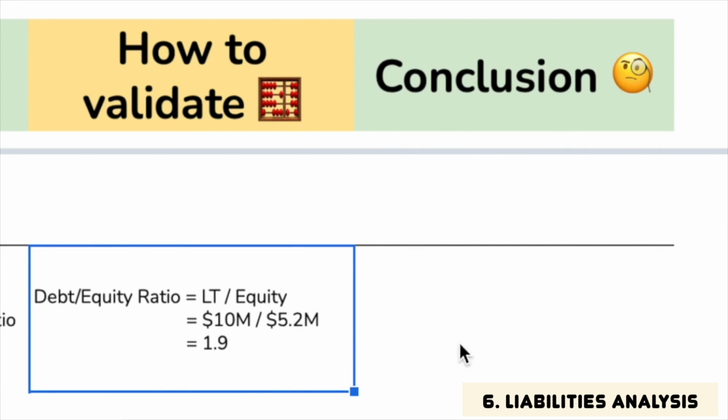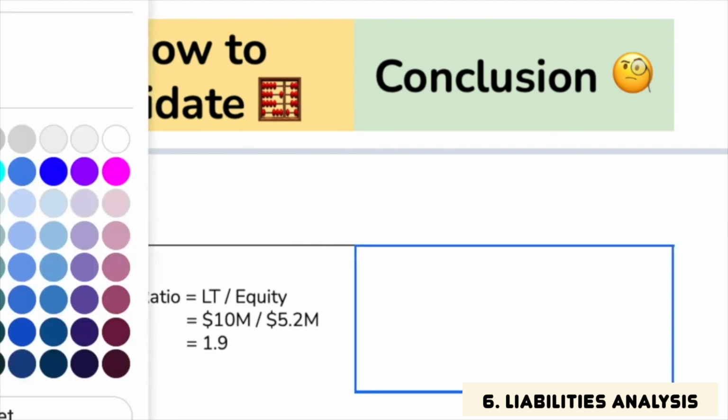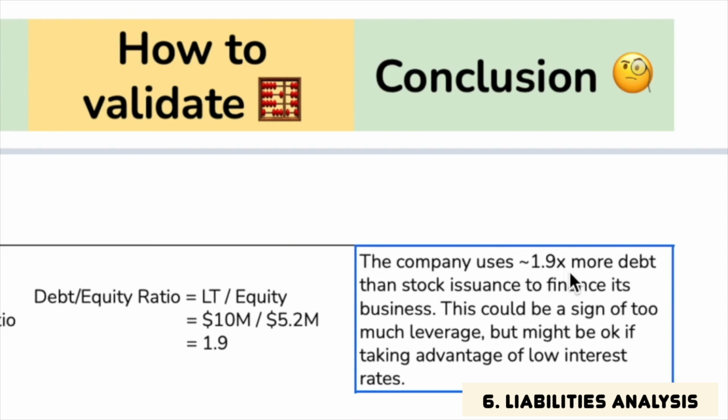All right, so my conclusion based on this analysis is that this company is using 1.9x more debt than stock issuance to finance its business. And this could be a sign of too much leverage, but it might be okay if they are, for example, taking advantage of a low interest rate environment.